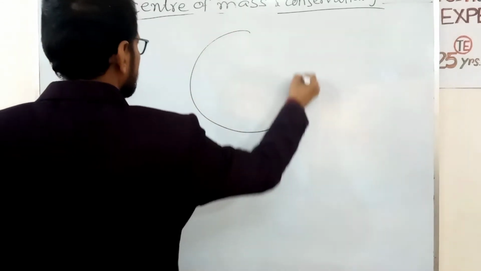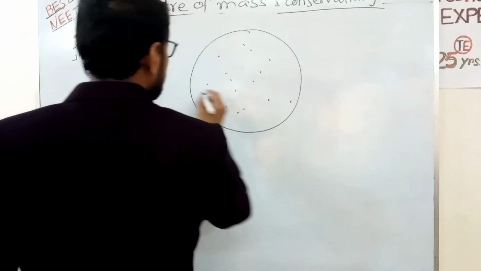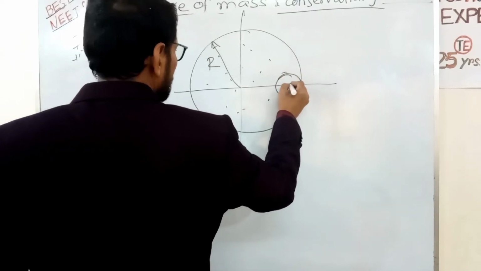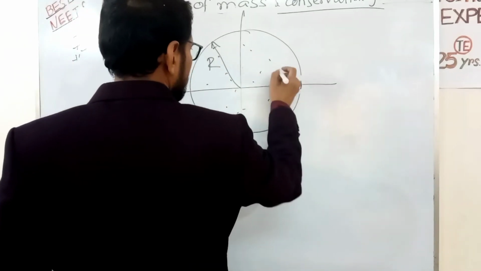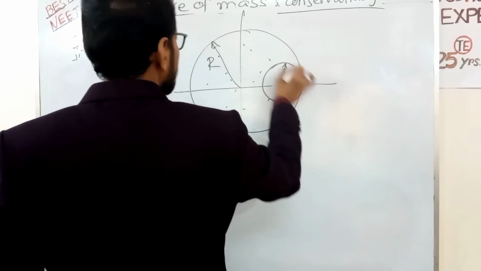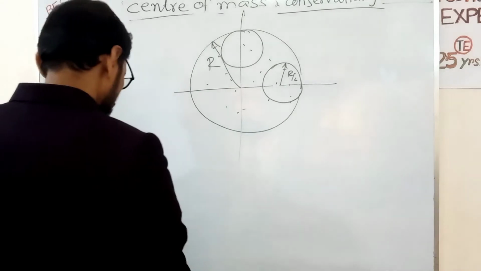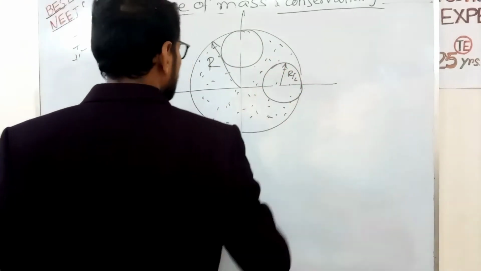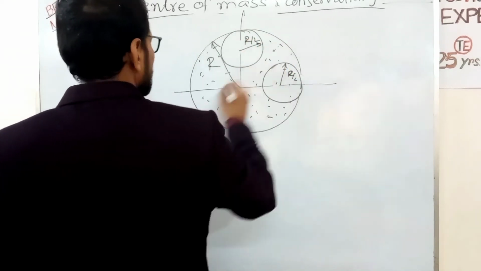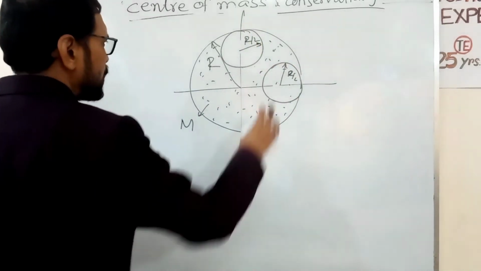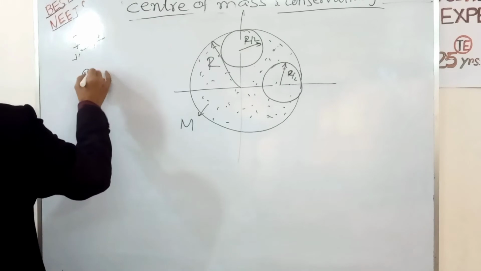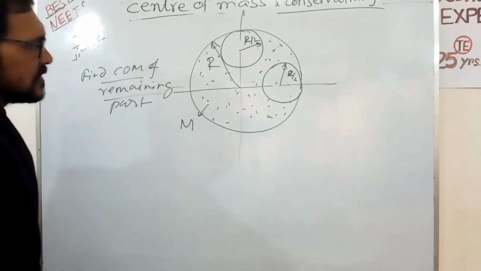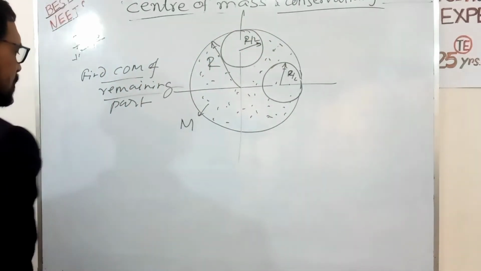Problem: suppose this is a disc, and the radius is r. Here r by 2 and here r by 2, two parts are removed from this disc. This part removed is of radius r by 2. The mass of the disc is m, radius is r, and two parts are removed from these positions. Now find the center of mass of the remaining part. Find the position of the center of mass of the remaining part.